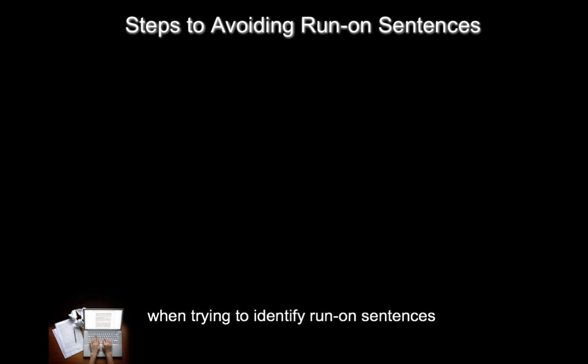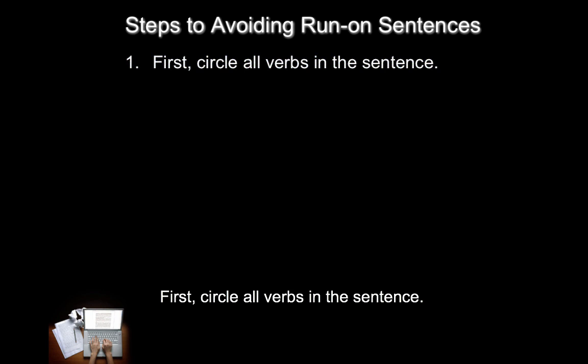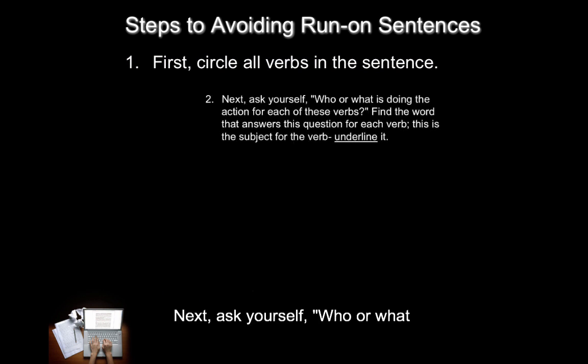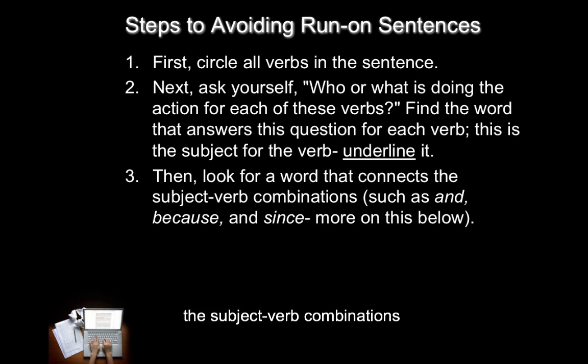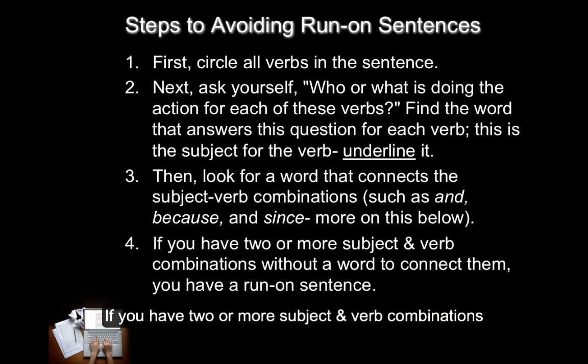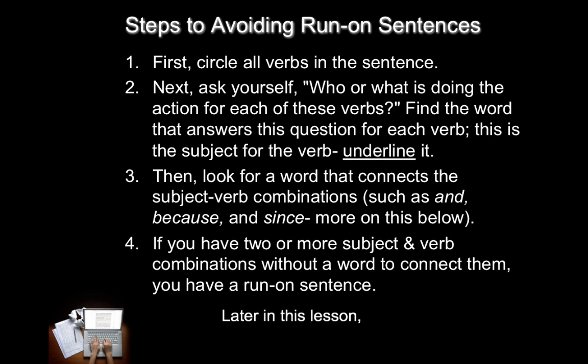Here are the steps to use when trying to identify run-on sentences. First, circle all the verbs in the sentence. Next, ask yourself who or what is doing the action for each of these verbs. Find the word that answers this question for each verb. This is the subject for the verb. Underline it. Then, look for a word that connects the subject-verb combinations, such as and, because, and since. More on this below. If you have two or more subject-verb combinations without a word to connect them, you have a run-on sentence. Later in this lesson, we'll talk about some different strategies you can use to correct run-on sentences once you've identified them.